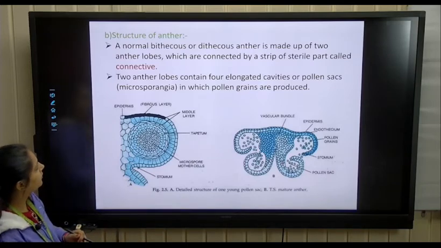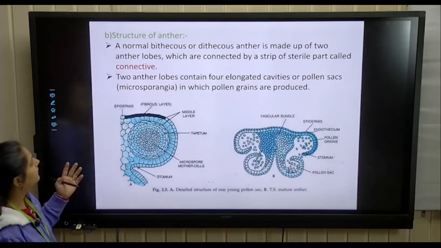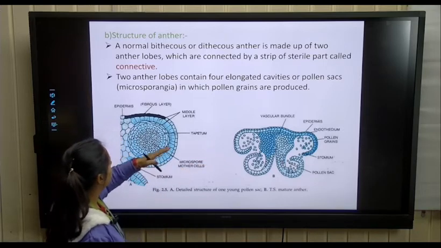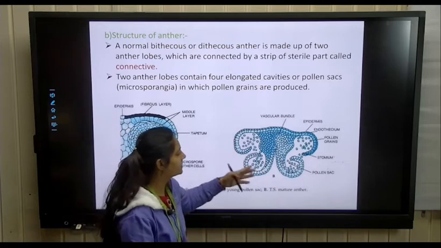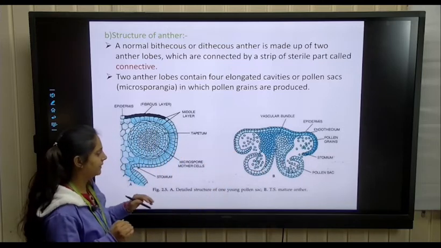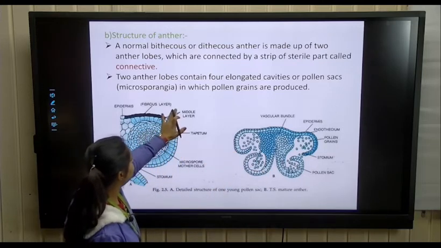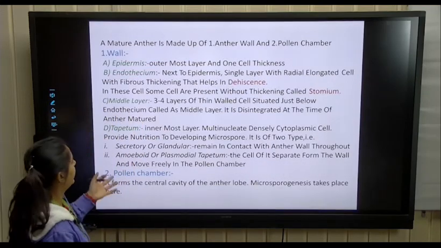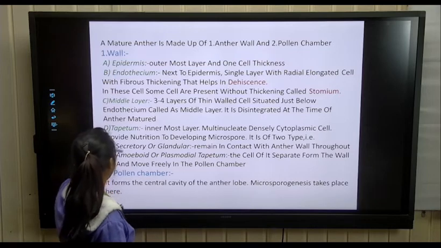When we cut from the middle, a normal dithecous anther is made up of 2 anther lobes, and when we cut, it contains 4 chambers, and pollen grains are situated inside the pollen sac. So this is the description of that diagram. There is a wall and a pollen chamber.